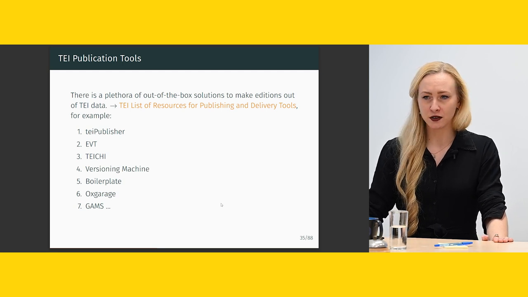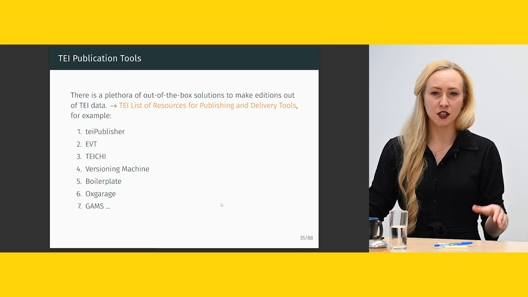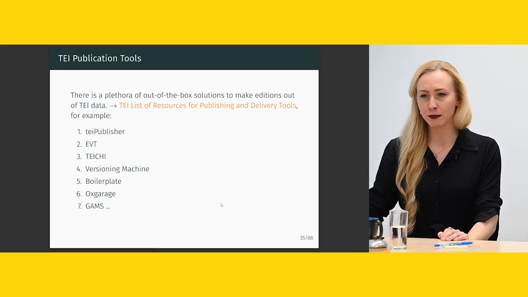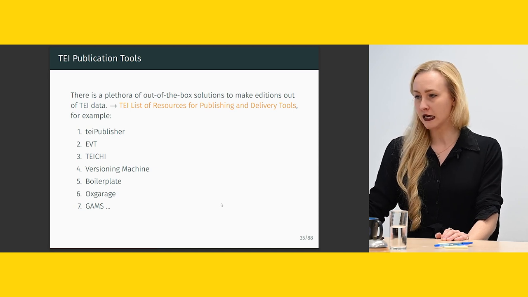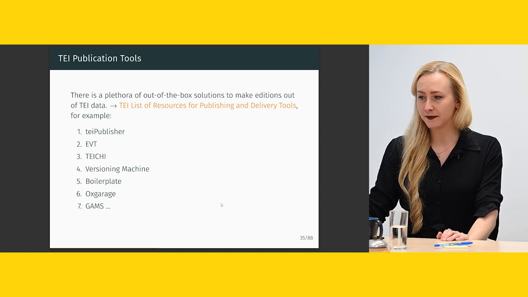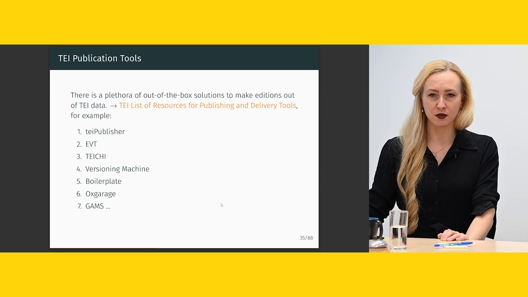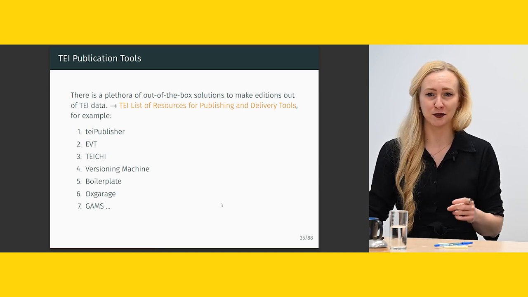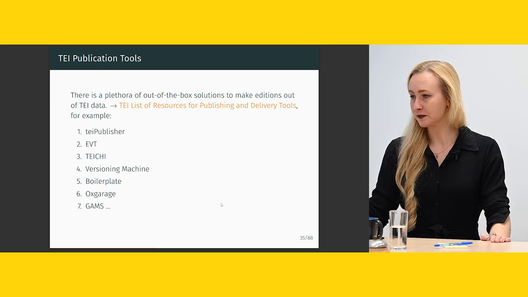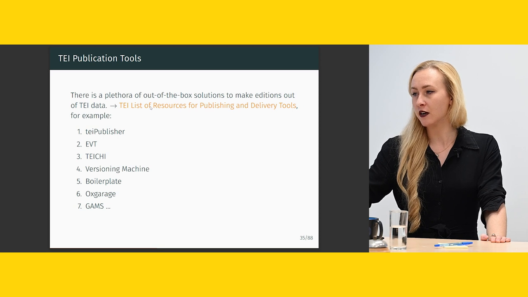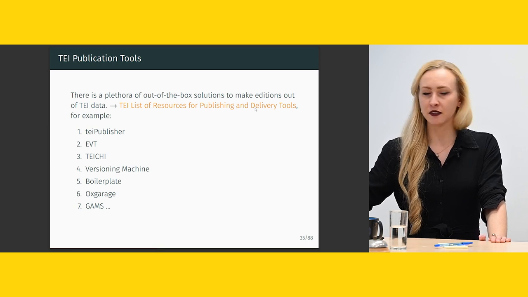Because an important concept in, I think, all of computing is don't reinvent the wheel. Use things that already exist, if possible. Don't make it more complicated than it has to be. And some of these things are the TEI Publisher, EVT, TEIte, the Versioning Machine, Boilerplate, OxGarage, and the GAMS. You'll hear a little more about OxGarage and the GAMS as two very different things. And there is this list maintained by the TEI of resources for publishing and delivery tools.